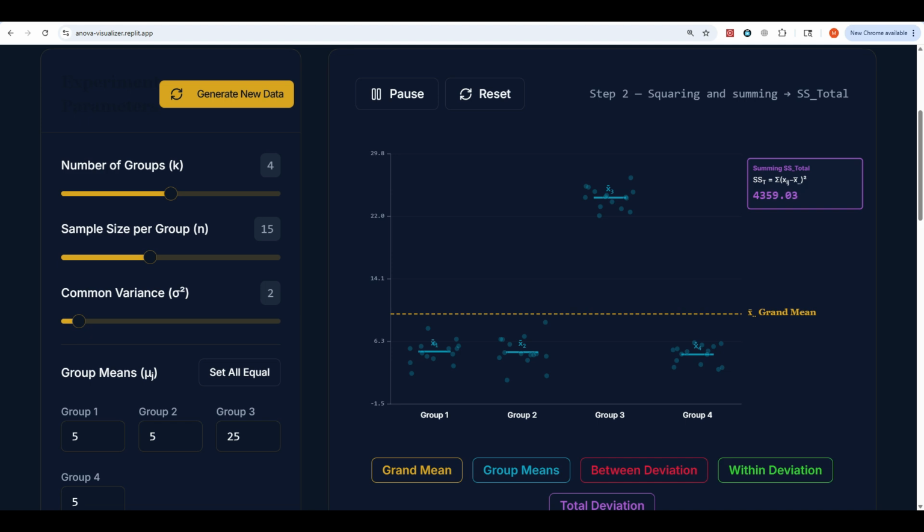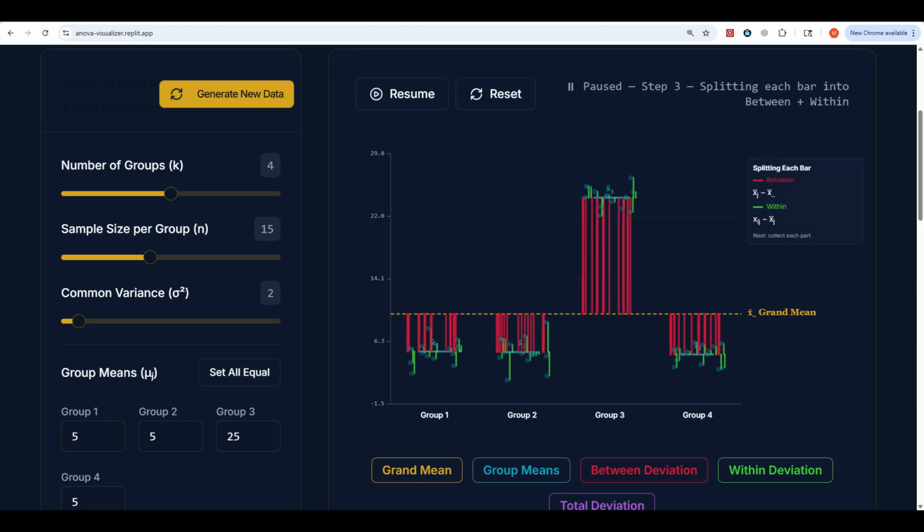Not only are they much larger for group 3, which we would expect because we made that larger, but because it's pulled the grand mean towards it, those sums of squares, those deviations between the group means and the overall mean have also gotten larger. This shows how some of those deviations combine to help us understand what's happening with the means of our different groups.